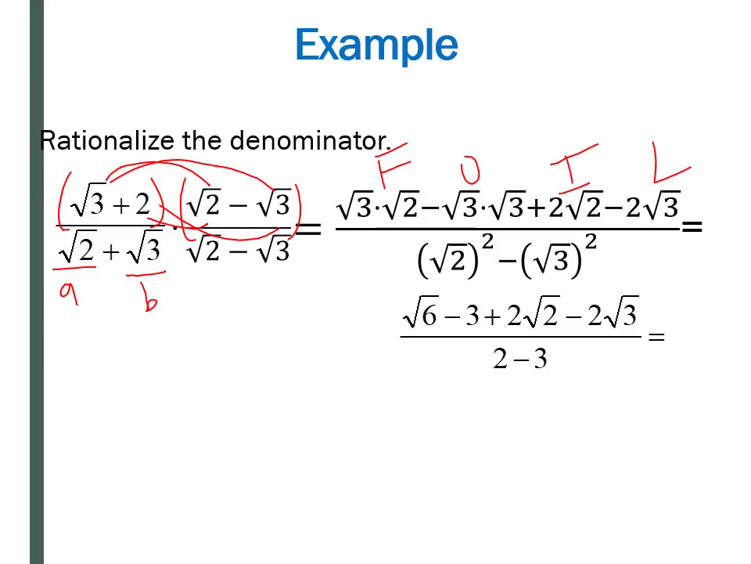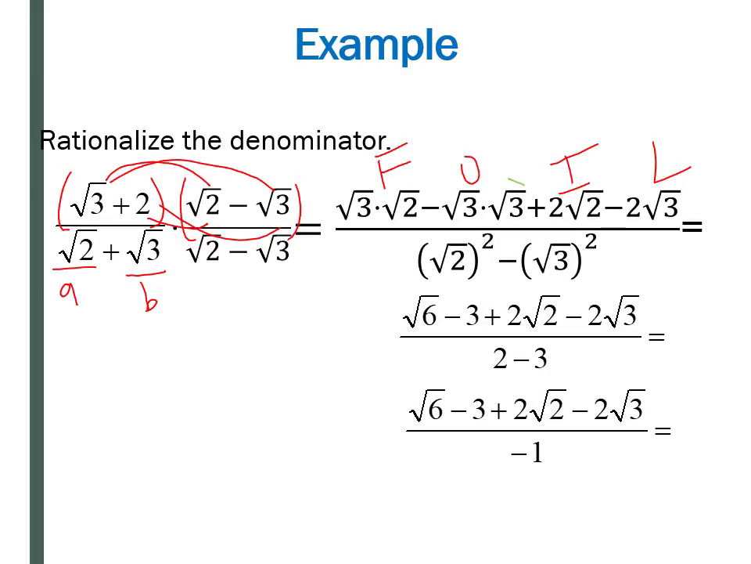I simplify at the top by combining like terms. Never mind, I have no like terms. I'm going to simplify my radicals. So square root of 3 times square root of 2 is square root of 6. Square root of 3 times square root of 3 is 3. 2 times square root of 2 is already simplified. And negative 2 times square root of 3 is also already simplified.